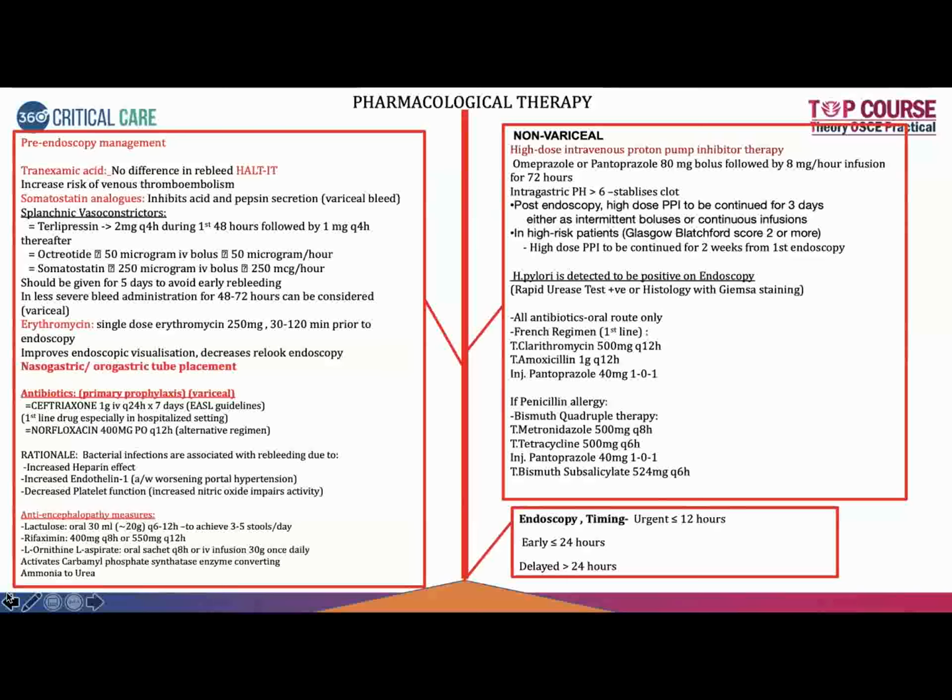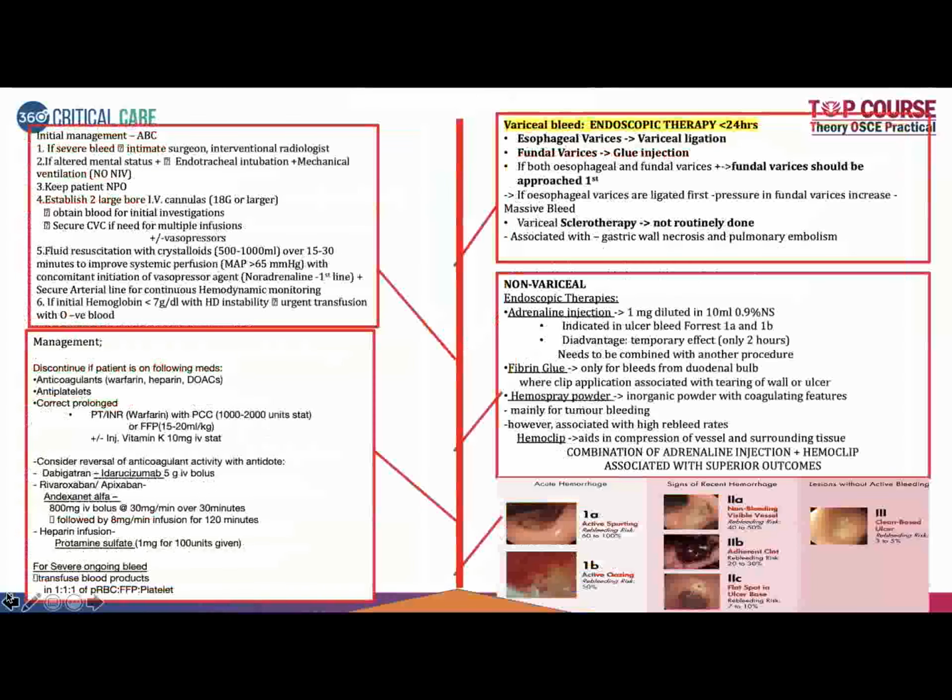So what will be the endoscopic therapy for variceal and non-variceal bleeds? For variceal bleeds, if there are esophageal varices, variceal ligation should be done. For fundal varices, mostly glue injection will be done. If the patient has esophageal as well as fundal varices, the fundal varices should be approached first, because if the esophageal varices are ligated first, there is increased risk of bleeding from the fundal varices. Sclerotherapy is not routinely done because there is an increased risk of gastric wall necrosis and pulmonary embolism.